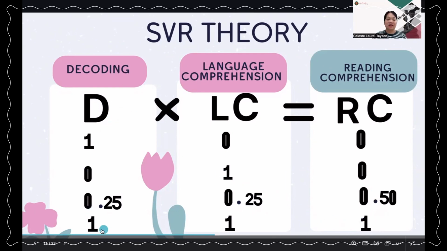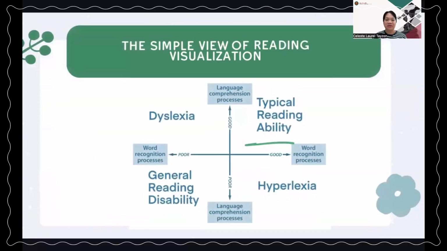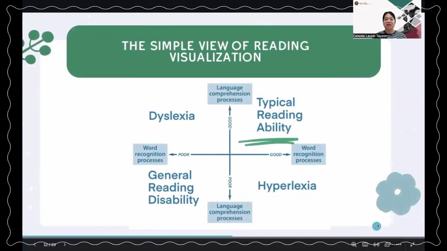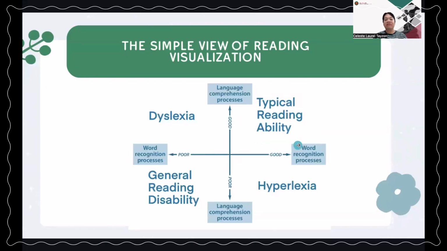Now, this is the ideal. The child has decoding skills, 1 decoding skills times 1 language comprehension skills. Then we have 1 reading comprehension skills. Now, this is the simple view of reading visualization. In the first quadrant, we will see students who fall under the typical reading ability. Now, these students have good language comprehension, but they have poor word recognition.